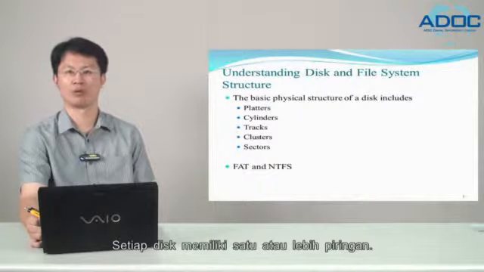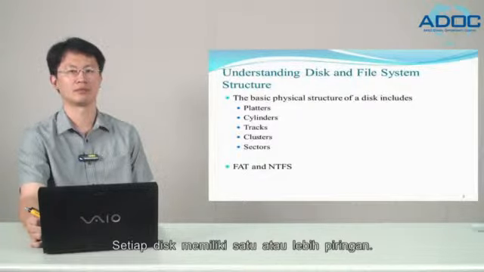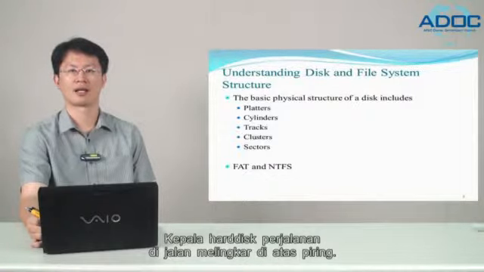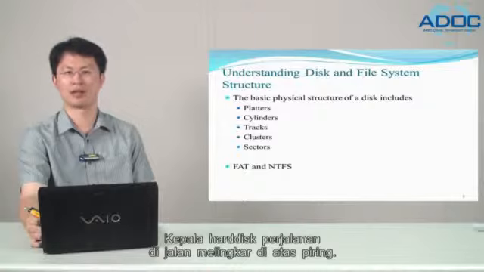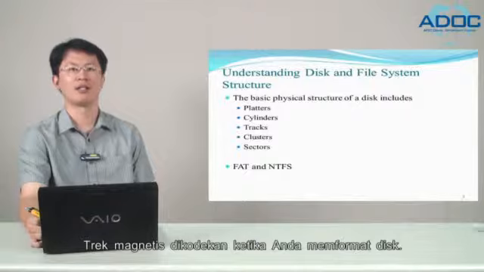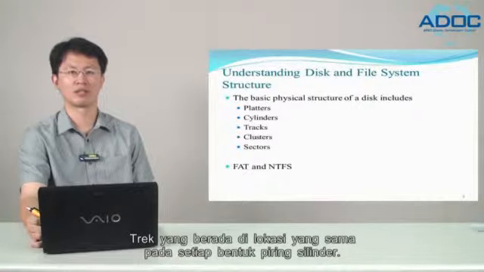Each disk has one or more platters. Platters are the physical media from which data is read and to which data is written. The disk head travels in a circular path over the platters. This circular path is called a track. Tracks are magnetically encoded when you format a disk. Tracks that reside in the same locations on each platter form a cylinder.